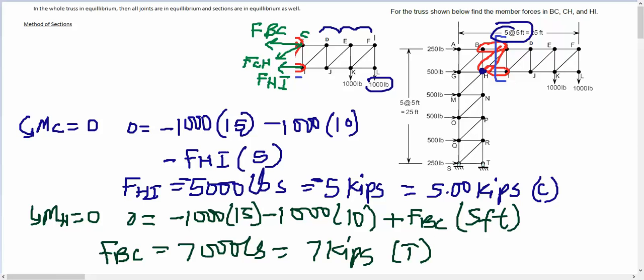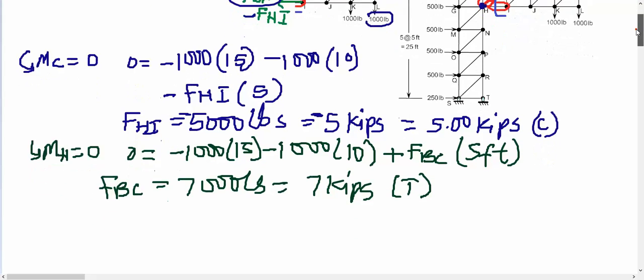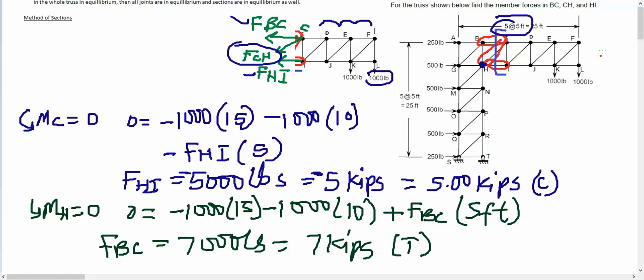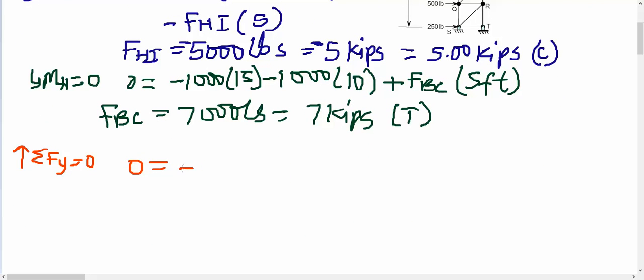Now we solved for FBC and FHI. What is left is FCH. Well, here we can just sum up the forces in the y direction, or x, whichever one. Well, I'm going to use the y one. So sum of forces in the y direction, assuming alpha is positive, is equal to 0. So here 0 equals to where there were two forces going down, negative 1,000, negative 1,000 here.